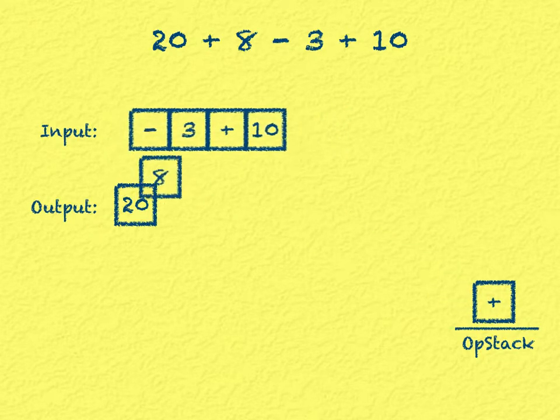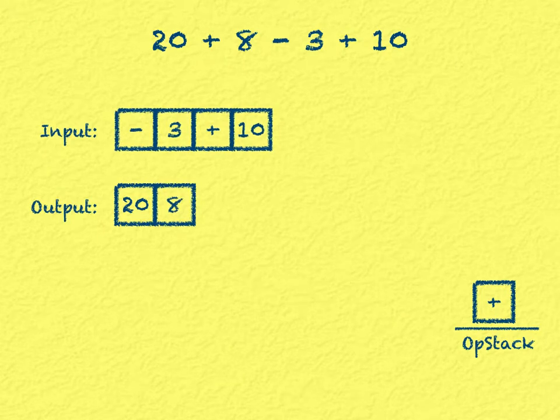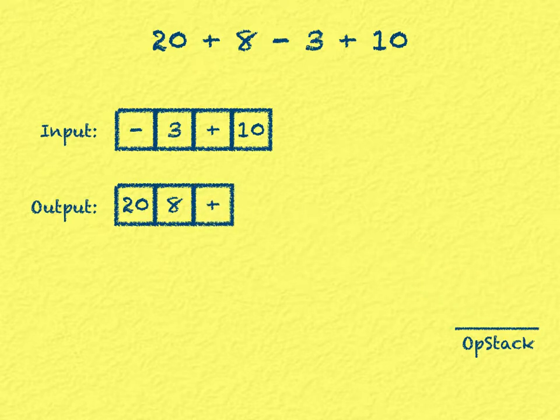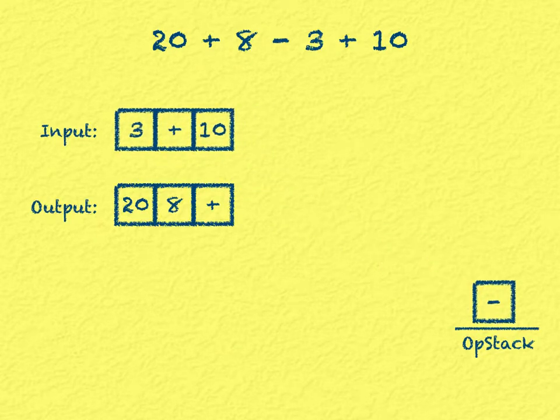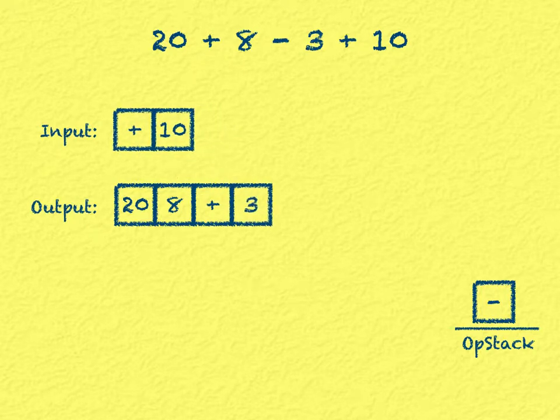8 is a number, move it to the output. Minus is an operator, we want to push it on the op stack, but first we need to compare its precedence to the current top operator, which is plus. Since minus has equal precedence, we're going to pop the stack first, then push minus. Whenever the operator has less than or equal precedence to the current top operator, we pop the stack first, then push it. Next, 3 is a number, move it straight to the output.